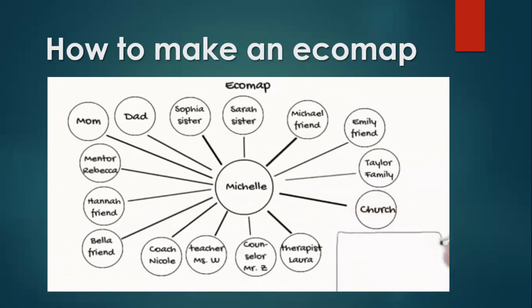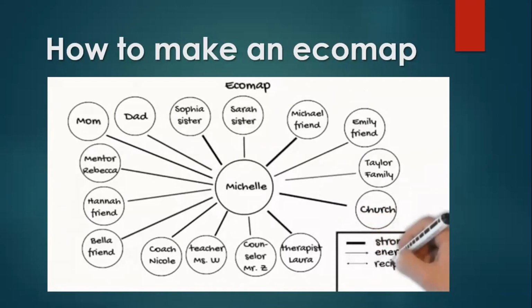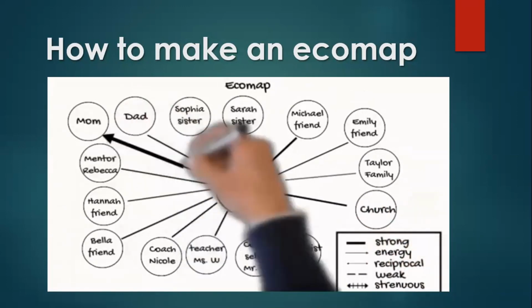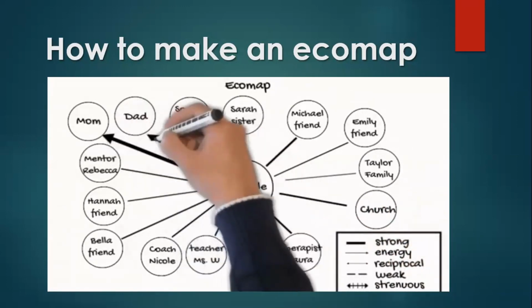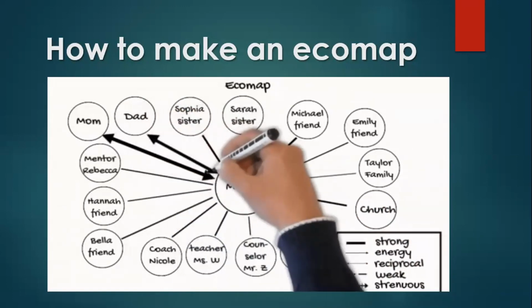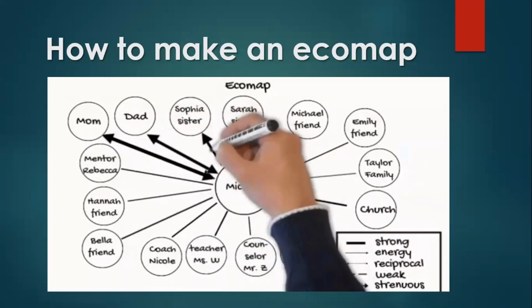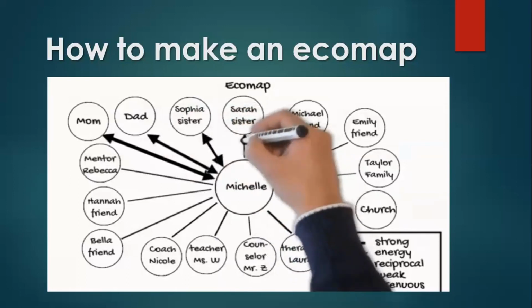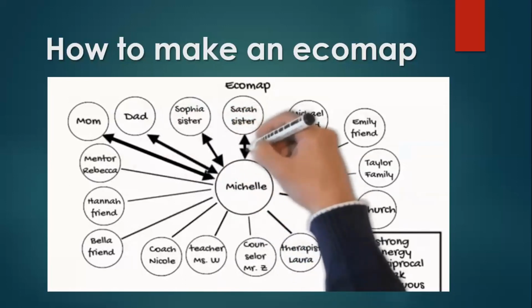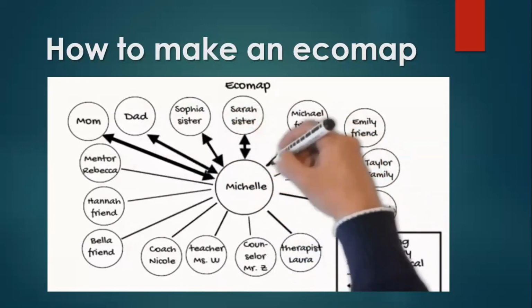The next step is to explore the quality of these relationships. Relationships might be depicted as close or distant, strong or weak, one-sided or mutual. Michelle loves her parents and thickens the line between herself and her parents. The arrows point both ways as she receives and gives love. She also loves her sisters, her boyfriend, and other friends, and identifies these relationships as reciprocal.